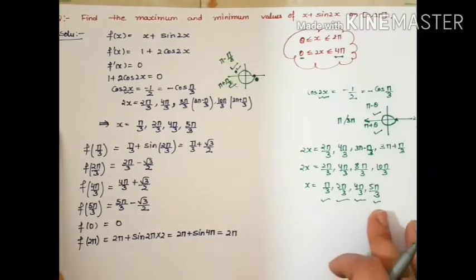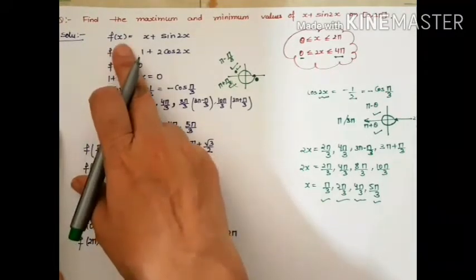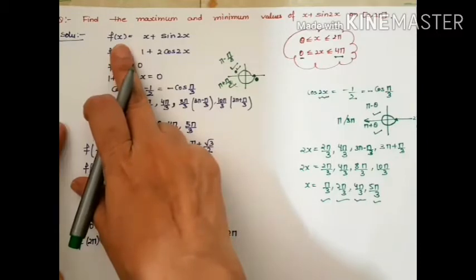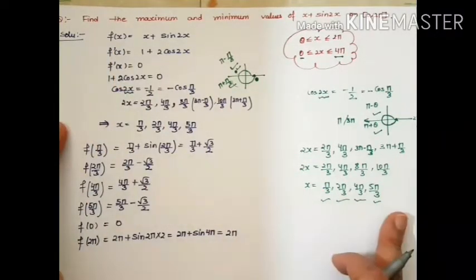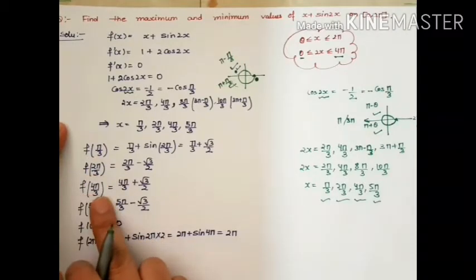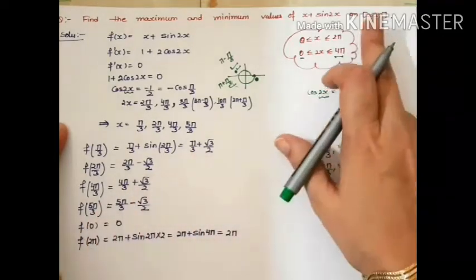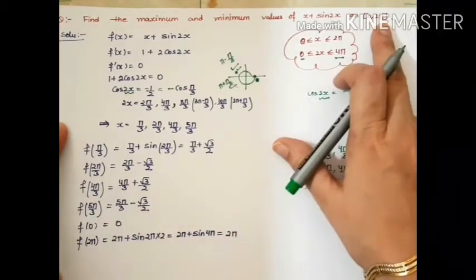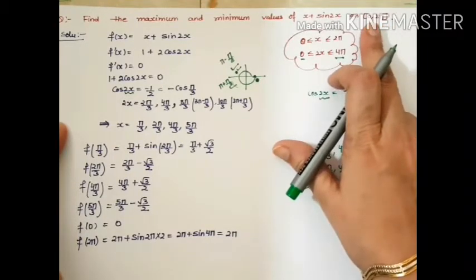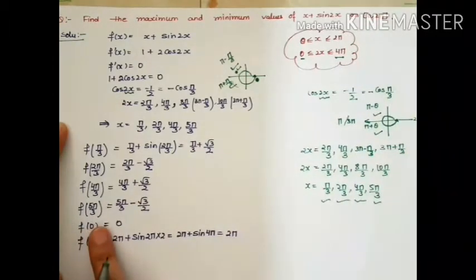We will substitute all these critical points in our main function f of x. So replace x one by one with these values. So you will have f of pi by 3, f of 2 pi by 3, f of 4 pi by 3 and f of 5 pi by 3, along with the extreme points of your interval. What are the extreme points of your interval? 0 and 2 pi. So we will find f of 0 as well as f of 2 pi.